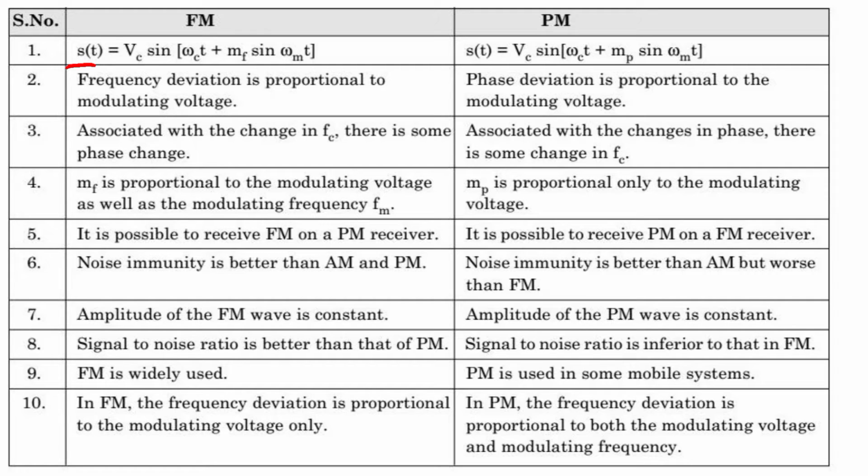S of t is equal to Vc sin(omega_c t plus mf sin omega_m t). And coming to the mathematical representation of phase modulation, that is S of t is equal to Vc sin omega_c t plus mp sin omega_m t. Okay, these are the mathematical representations for frequency modulation and phase modulation.